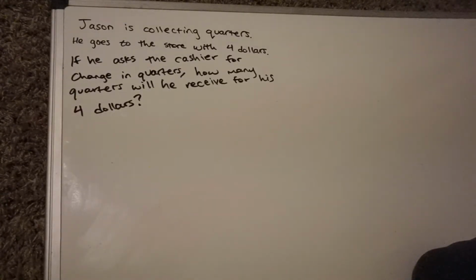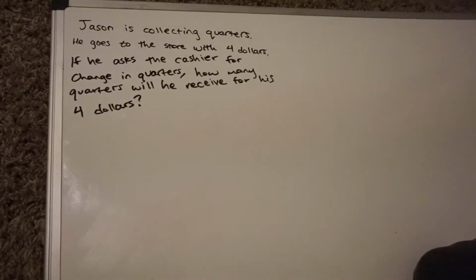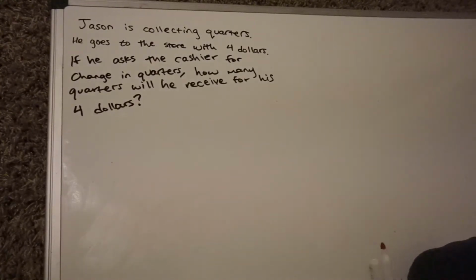Alright guys, so we're going to look at the same problem here, except this time around we're going to solve it using an area model. So here we have: Jason is collecting quarters. He goes to the store with $4. If he asks the cashier for change in quarters, how many quarters will he receive for his $4?